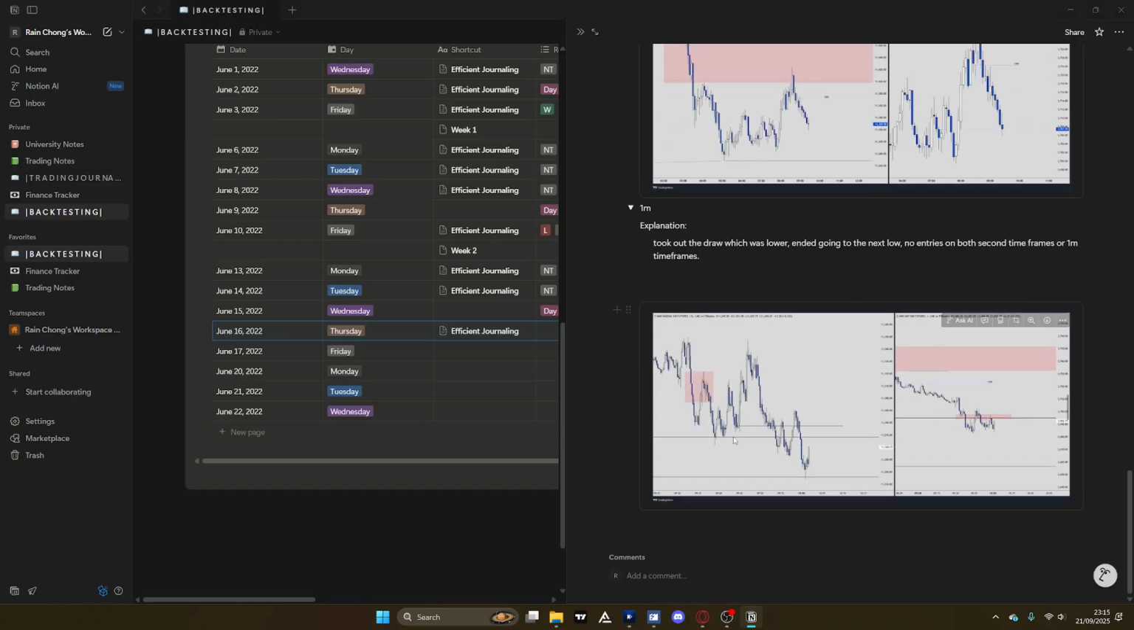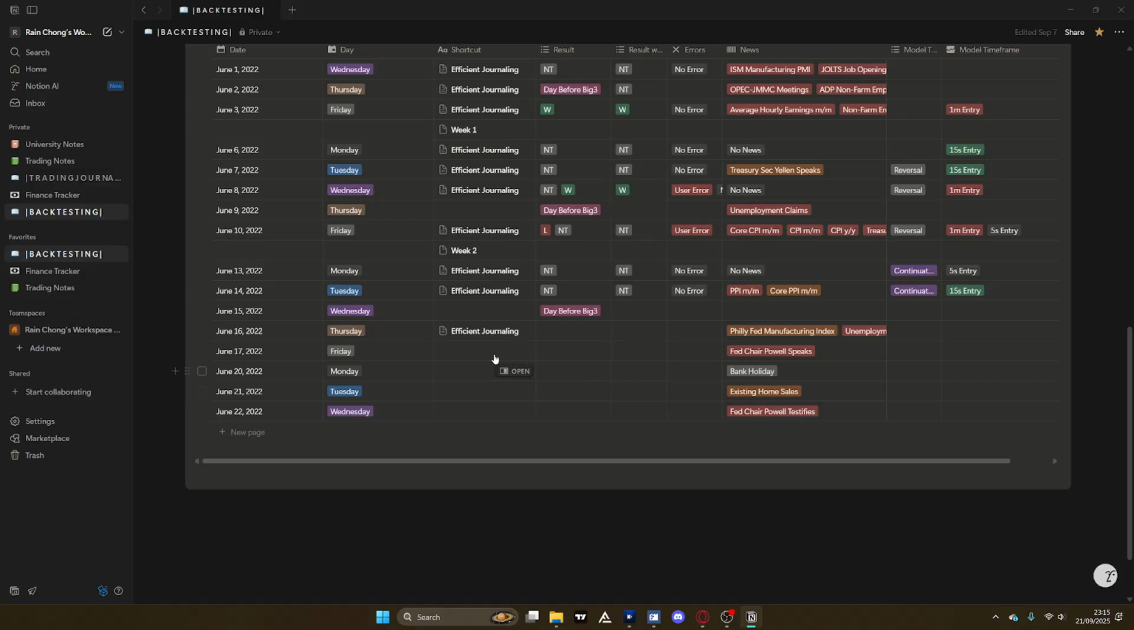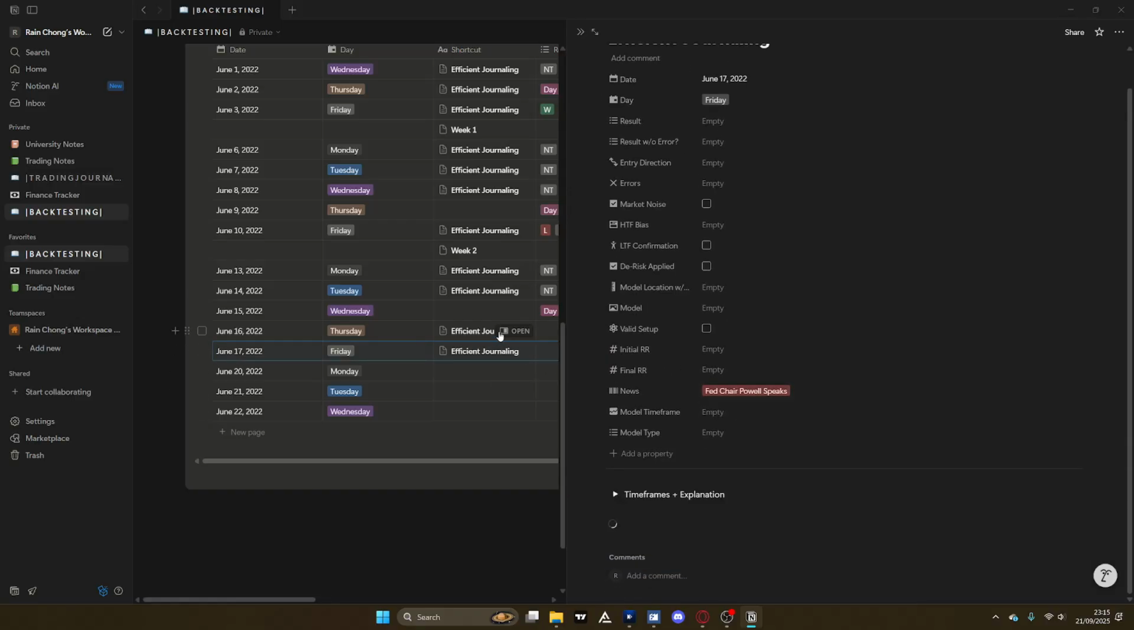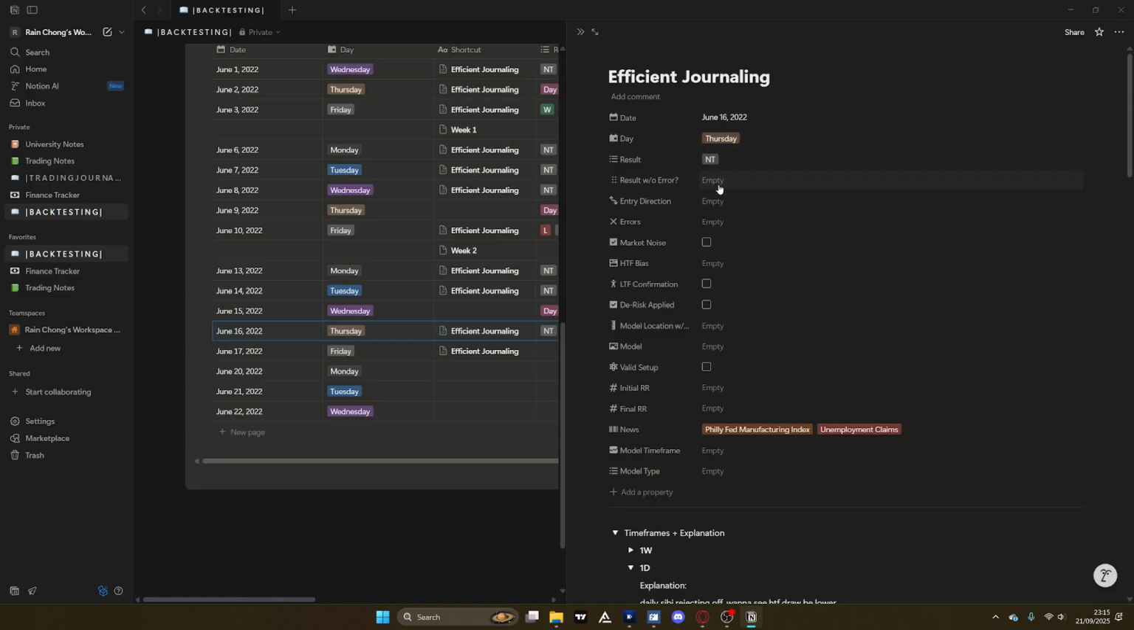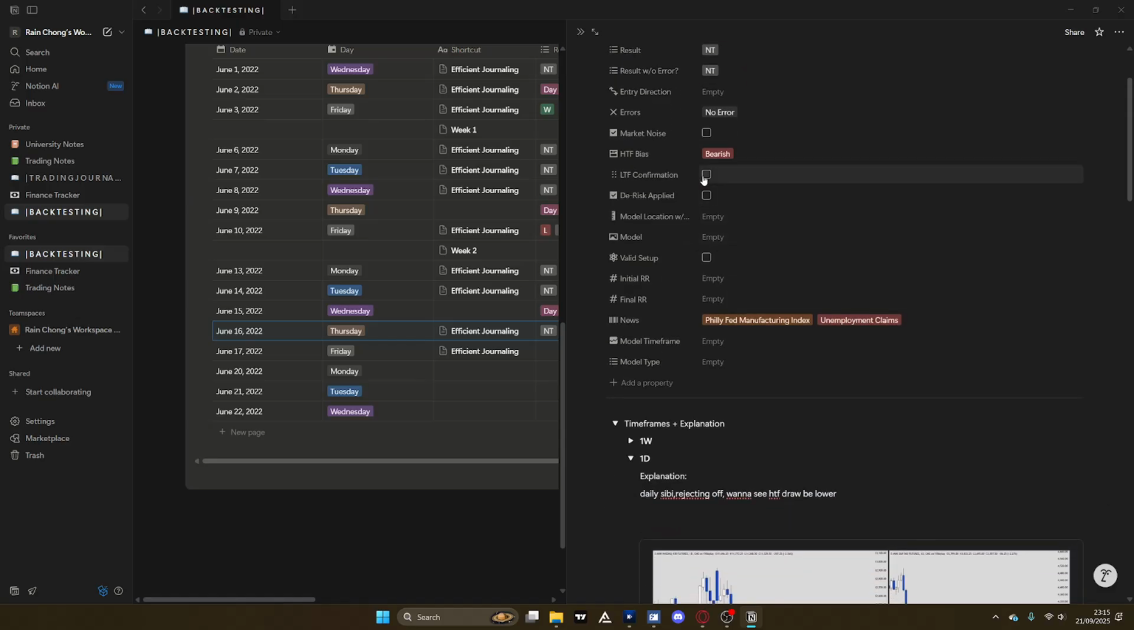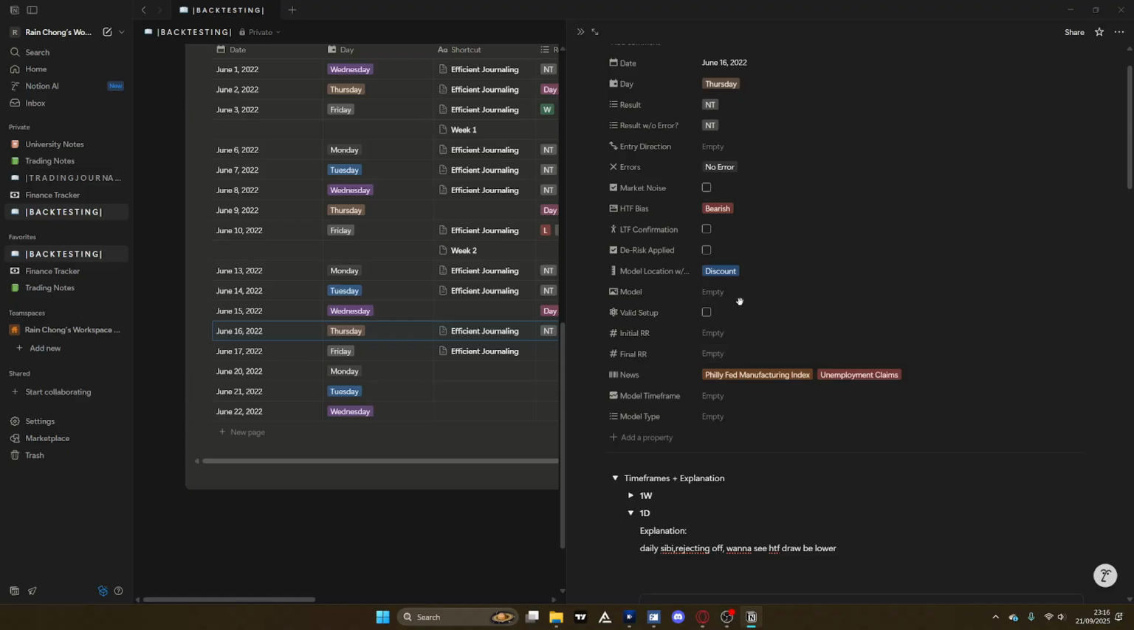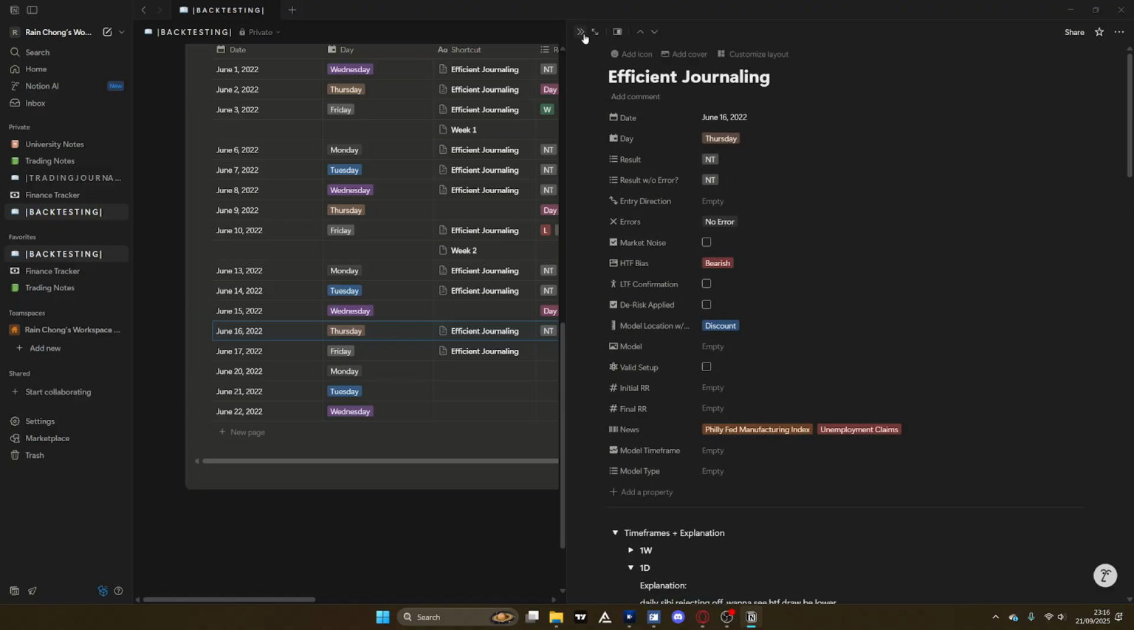Alright, next day. So this day, oh wait, no trade. Result without error, still no trade. Entry direction, no error. Market noise, high time frame bias is bearish. Low time frame confirmation, de-risk applied. Low time frame confirmation. Discount. Let's just clear it. Yep, that's basically it.